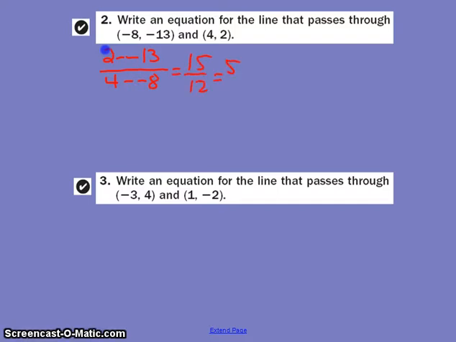15/12, which is 5/4. We have just found our slope. Now I can use that and one of the ordered pairs to find my y-intercept. I'm going to choose the easier of the two ordered pairs, and that is just fine.